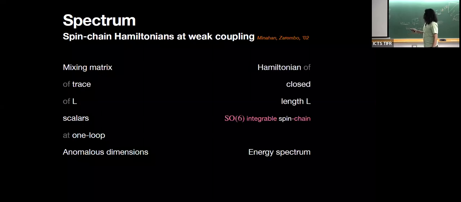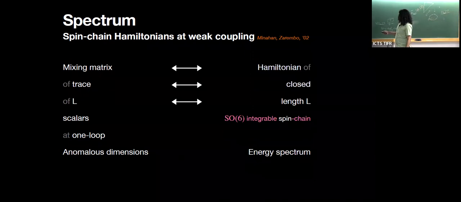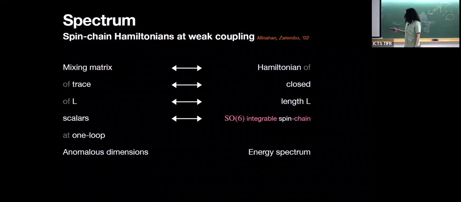be mapped to the Hamiltonian of a closed length-L SO(6) integrable spin chain. And the mapping is very precise in the sense that the one-loop mixing matrix gets mapped to the Hamiltonian. The trace is just implemented by closed boundary conditions in the spin chain. L operators inside the trace goes to length L of the spin chain, and the scalars themselves that are living inside this trace, they become spins in the spin chain.